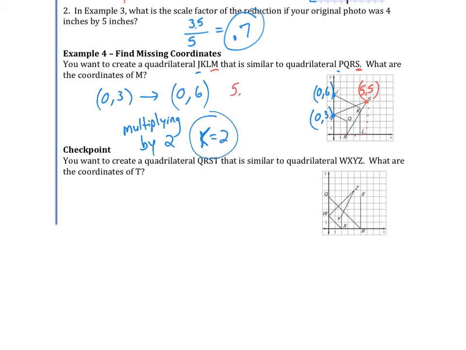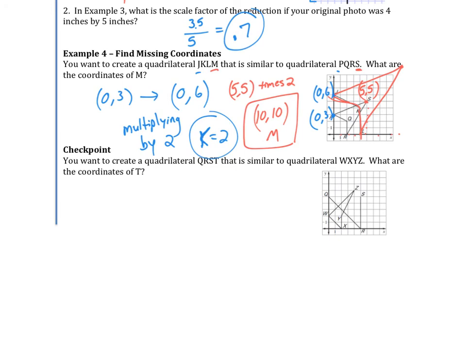So we would take 5, 5 times 2, and we would get 10, 10. So 10, 10 would be point M, because M matched up with S and we have to double it, so it'd be at 10, 10. So it'd be something like 1, 2, 3, 4, 5, 6, 7, 8, 9, 10. 10, 10 would be way out here. So this shape right here, that red shape, would be what you end up with when you double everything.